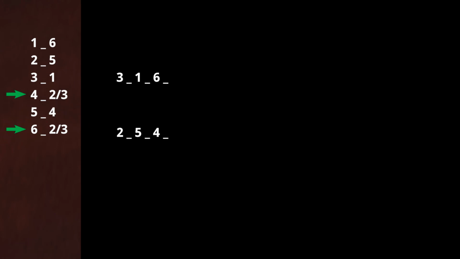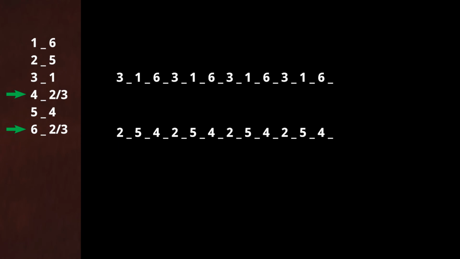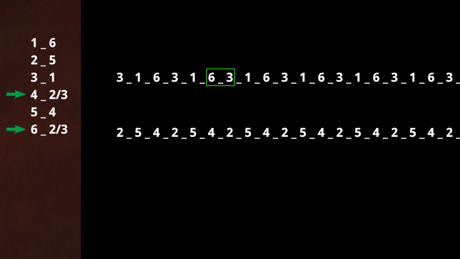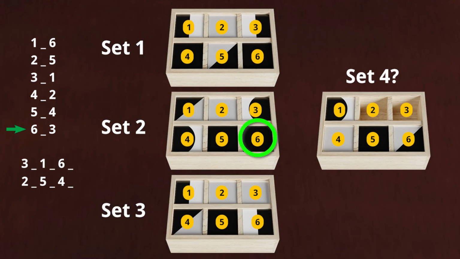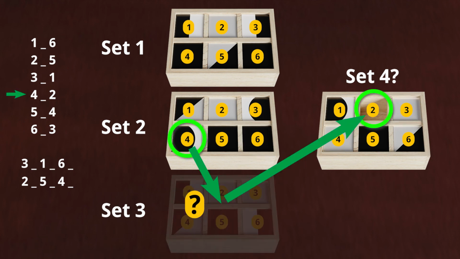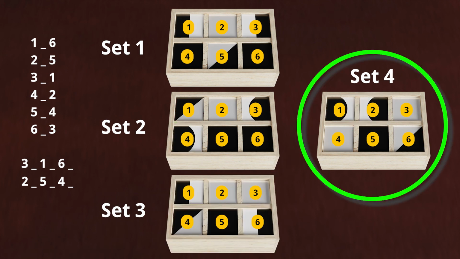Remember that there are 6 cubes that move in a loop, and by definition, a loop circles around and repeats the pattern. This means the patterns will repeat like this. Now you can see that the 6 moves to unknown, then 3, and the 4 moves to unknown, then 2. Let's move the cube in cubby 6 to unknown, then 3, and the cube in cubby 4 to unknown, then 2. And there's the full set 4.